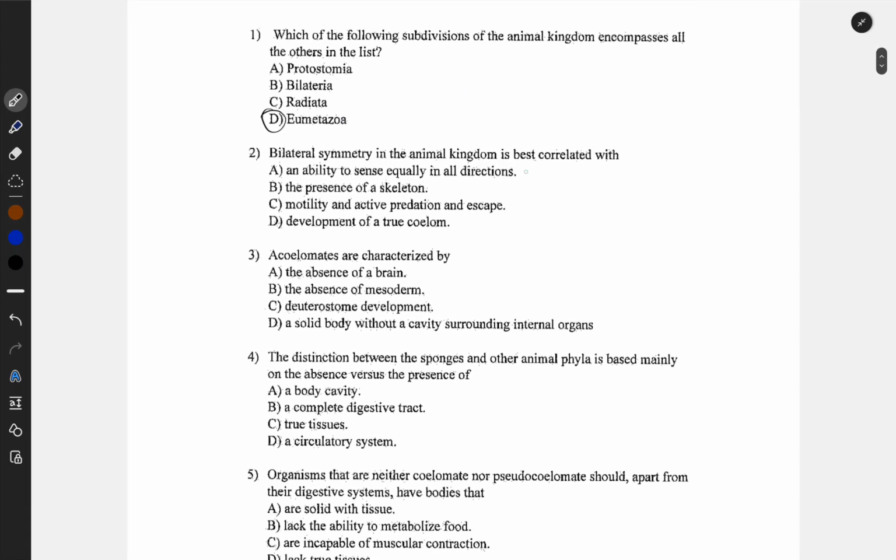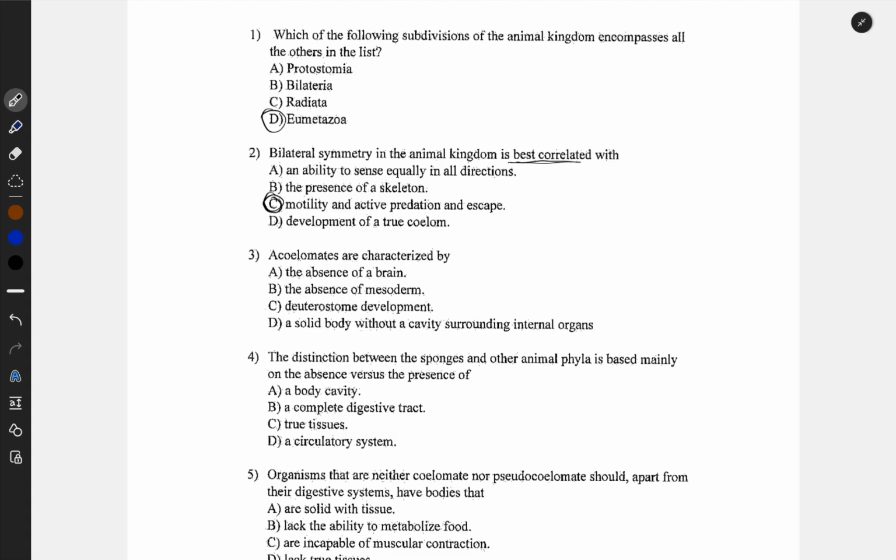Number 2, bilateral symmetry in the animal kingdom is best correlated with what? If something has bilateral symmetry, we know that means it has a head, and that means it can move, looking for food or running away from danger. An ability to sense equally in all directions is wrong. This is radial symmetry. The presence of a skeleton, no. They say it is best correlated with motility and active predation and escape. This is exactly right. Development of a true coelom, no, it's not.